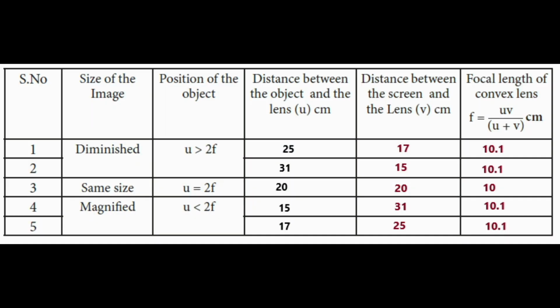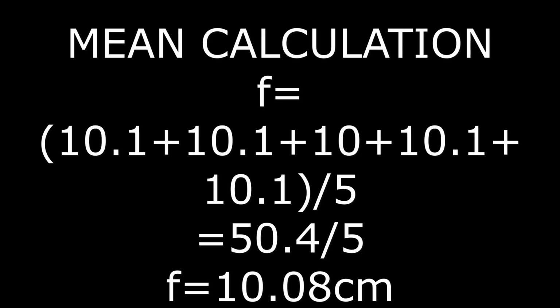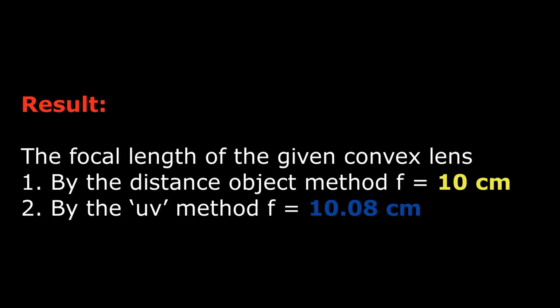Now we have to tabulate all those readings in our tabular column. We have entered all these F values. For the final result, you have to find the mean value. So the mean calculation is F is equal to, you have to add all the F values and divide it by 5. So 50.4 divided by 5, which is equal to 10.08 centimeter.